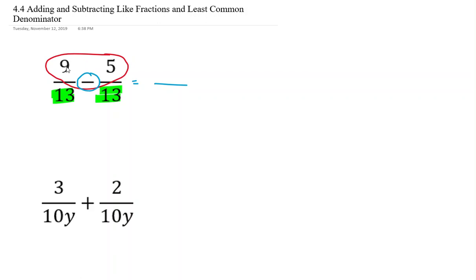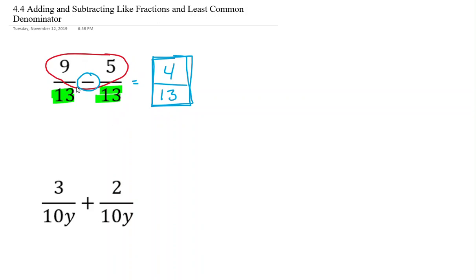So we'll take the numerators and do the operation. It's subtraction. So 9 minus 5 is 4. And then the denominator for the answer is exactly the same as the denominator for the numbers we were adding or subtracting. And that's the rule. The denominators have to be exactly the same because they're going to be exactly the same in the answer also. 4/13. So 9/13 minus 5/13 is 4/13.